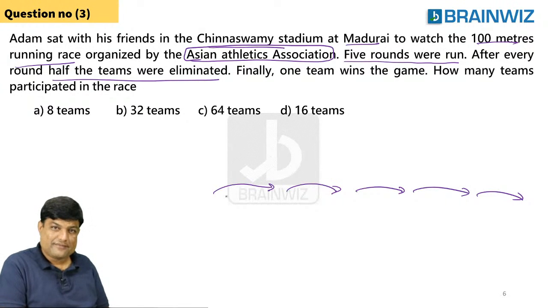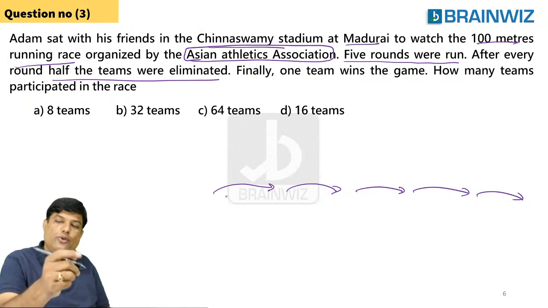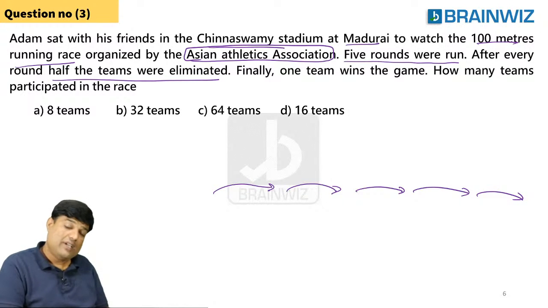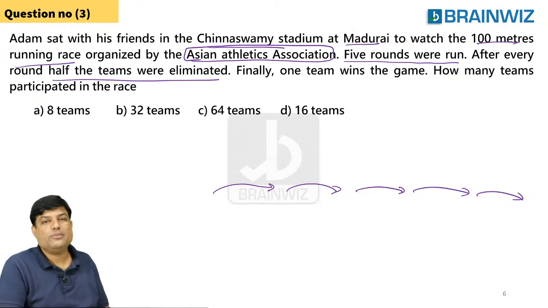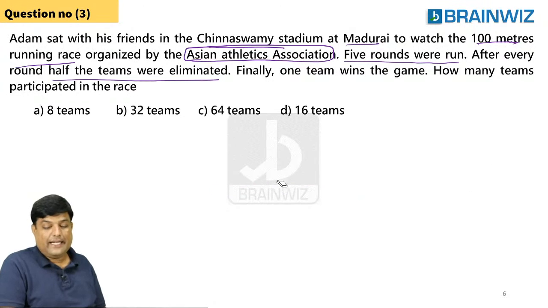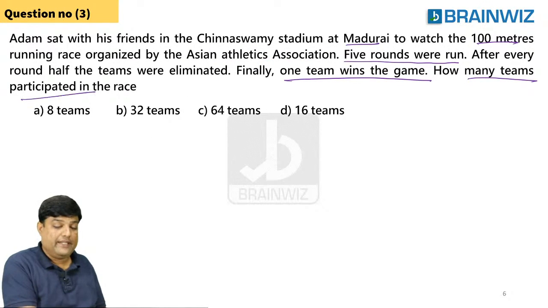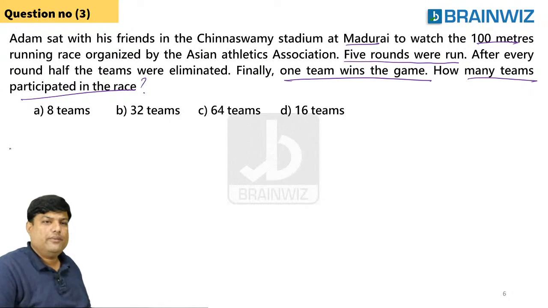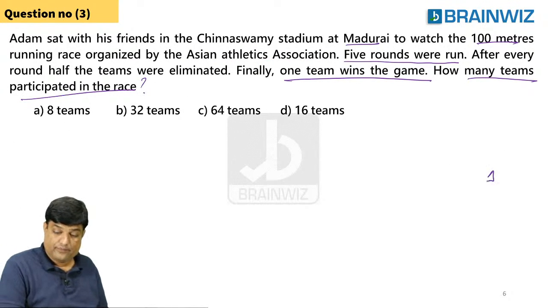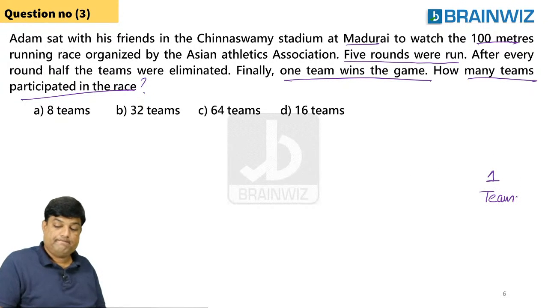Kuch samjhe? Yes. This is what your brain should speak about. Half, half, half, half. Maine bola hai. Ab tum kya bologe tumko pata hai. Are you understanding, everybody? Yes or no? So finally one team wins the game. So he's asking you how many teams participated in the race. Come on, guys. You can do it. Make it faster. Finally one team has won the game. So we must know in these 5 rounds how many teams were there.